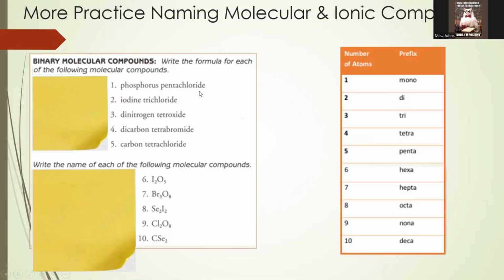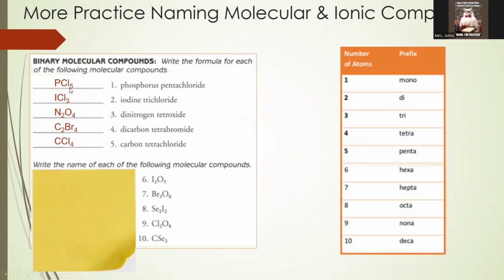Phosphorus pentachloride. So we write our P for phosphorus and Cl for chlorine, and penta means 5, so PCl5. Now, if you want to pause and write down your answers before we proceed, you feel welcome to do that. I'm going to go ahead and pull the paper back so that you can see what the answers are.